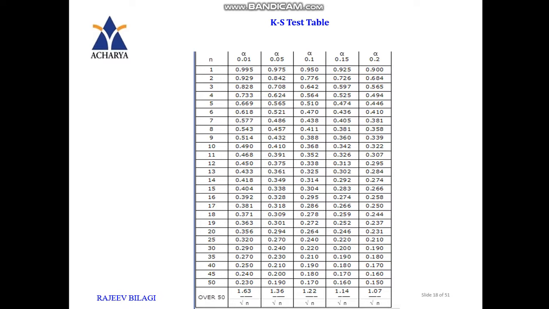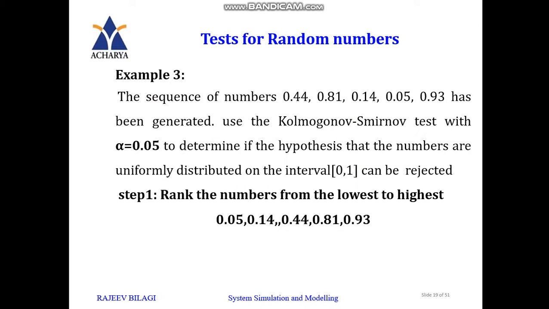Okay, with these following 5 steps and using this critical table, we are going to solve one problem, which is this one. Now the random numbers are given, alpha value is given 0.05, and the set of numbers n is 5. So according to this, the first step is to arrange all these numbers in ascending order, from lowest to largest. So 0.05, 0.14, 0.44, 0.81, 0.93, I have arranged.